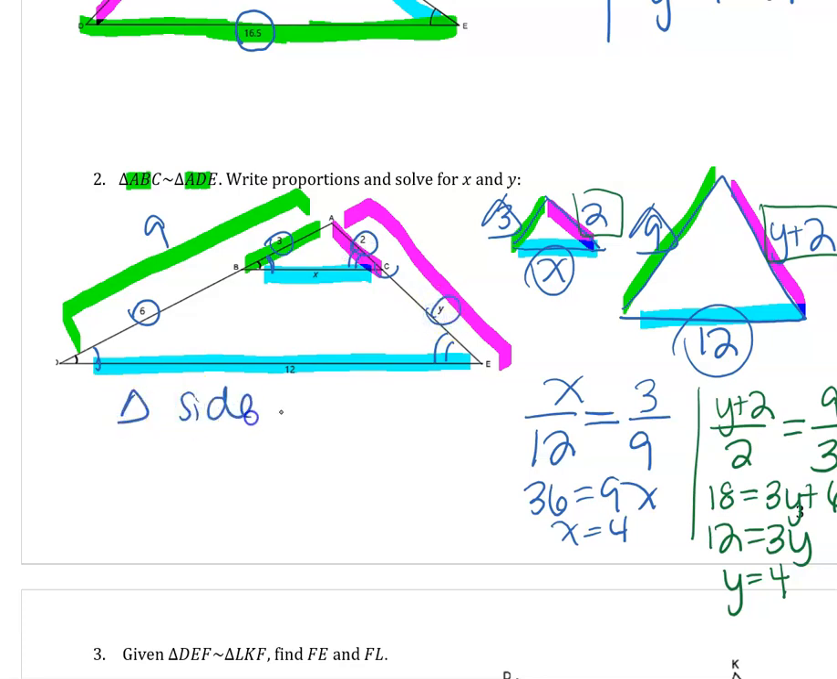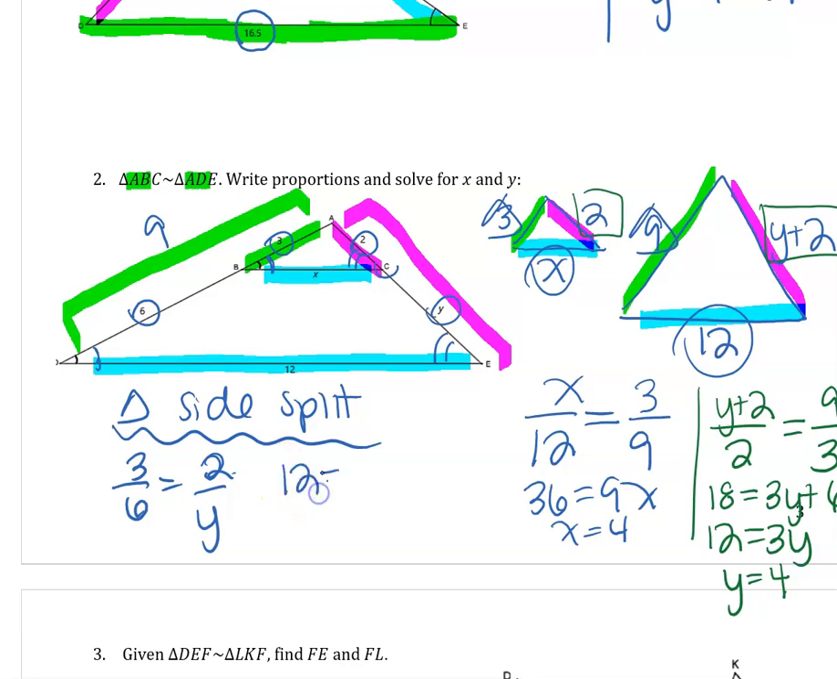triangle side splitter to solve for y. I could have done 3 is to 6 as 2 is to y. Let's see. That would give me 12 equals 3y, and there you go, y equals 4 again. Okay, so there's a couple options there. So big triangle versus small triangle, or technically triangle side splitter. I couldn't use triangle side splitter to solve for x though, so just keep that in mind. That had to be big triangle versus small triangle.